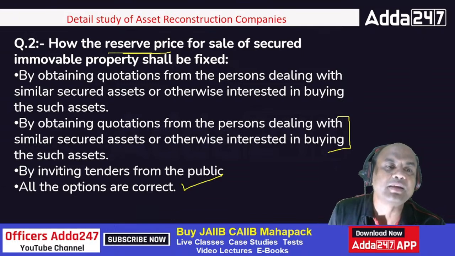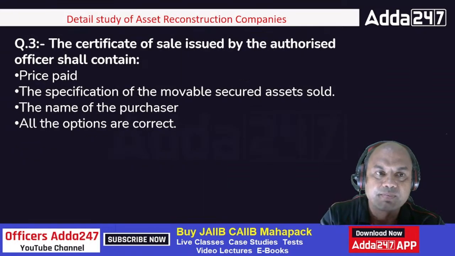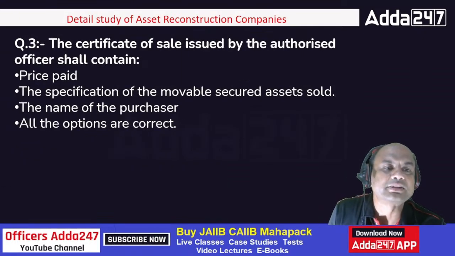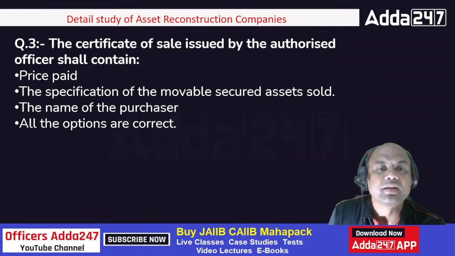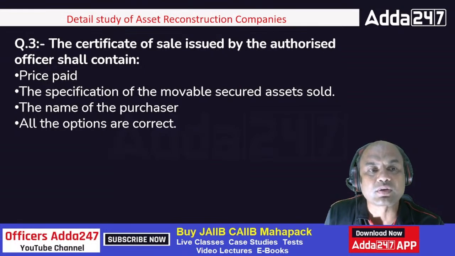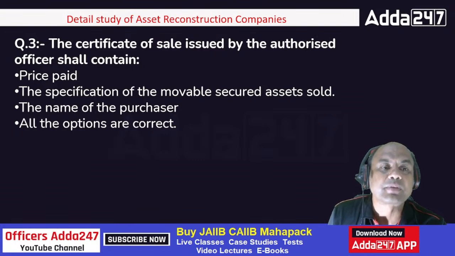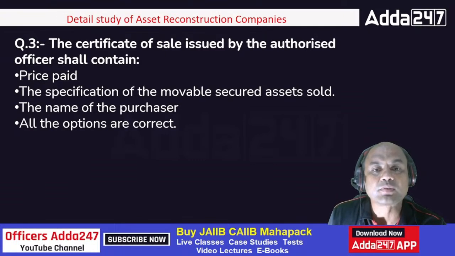Let's name this A, B, C, D. The certificate of sale issued by the authorized officer shall contain price paid, specifications of the movable security asset sold, the name of the purchaser, and all of the options are correct.